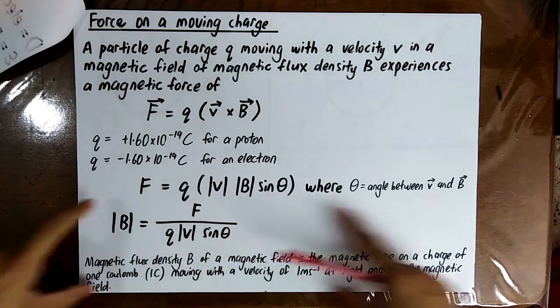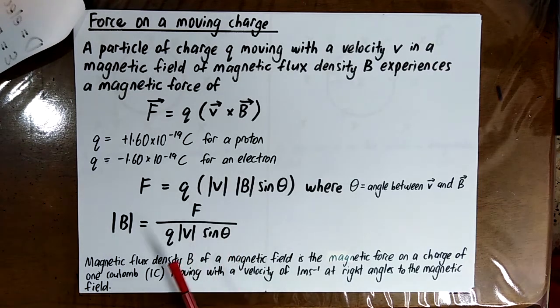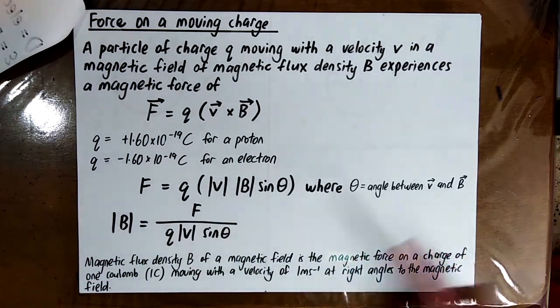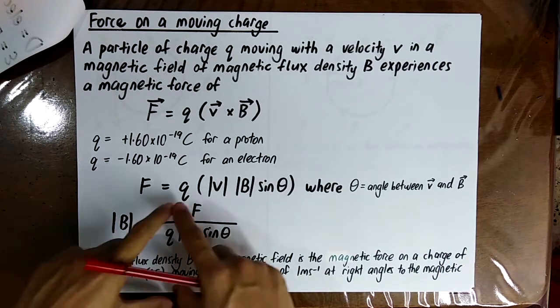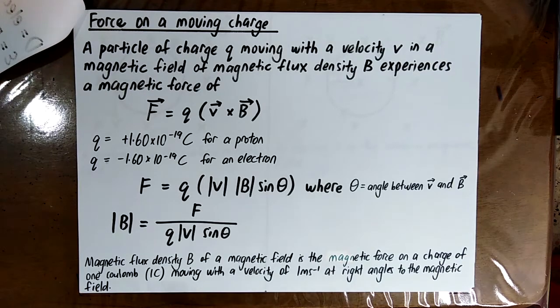And then this is actually the definition of a magnetic flux density. That means that if you are asked to give the definition of the magnetic flux density, then this whole thing should be your answer. The magnetic flux density B of a magnetic field is the magnetic force on a charge of 1 coulomb moving with a velocity of 1 meter per second at right angles to the magnetic field. Okay?